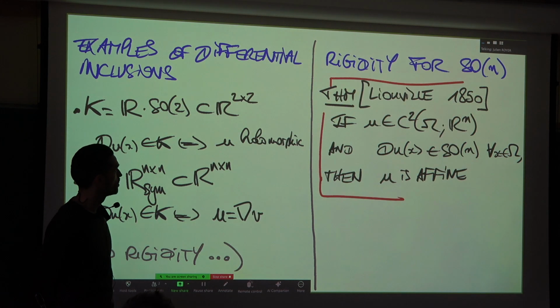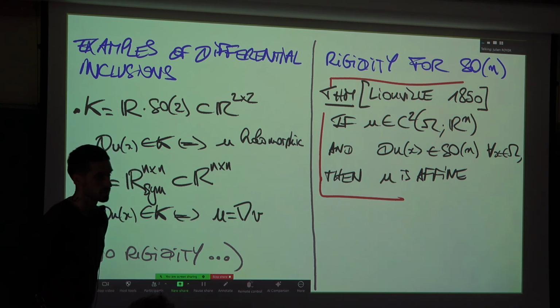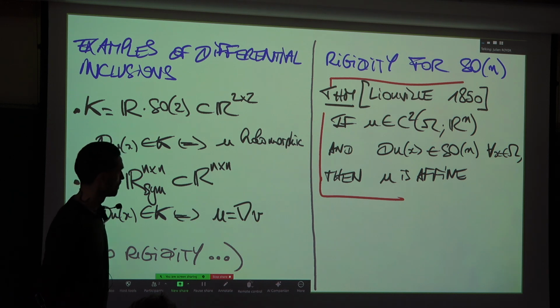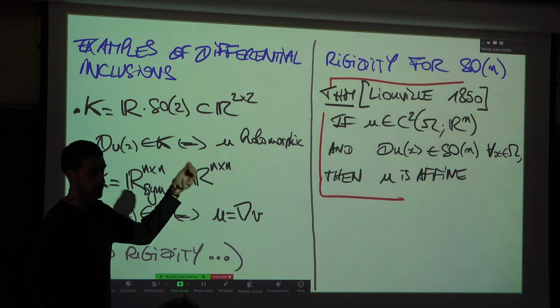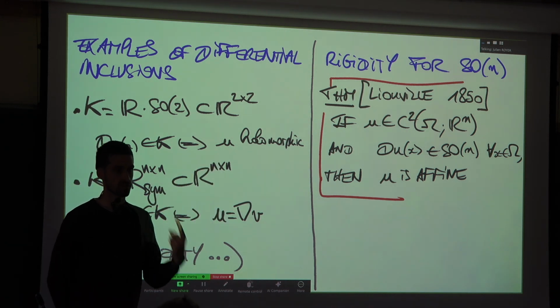Okay, so now let us go back to our set K, which are just the rotations. And the theorem that states that there is rigidity is due to Liouville. It was proved in the middle of the 19th century. So this is very old mathematics I'm talking about here. And what Liouville proved essentially is that if u is a C2 map, actually twice differentiable is enough, and its differential is everywhere a rotation, then in fact u must be affine, so it is just a single rotation.